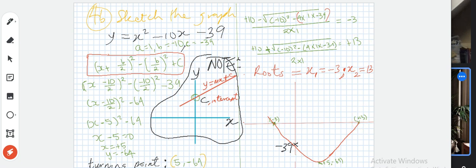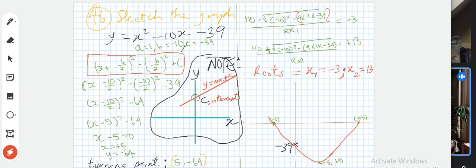That's the first one. The second position is the turning point where it turns, and you get the turning point after you have completed the square. You've gotten it in this form. You can just equate the one in bracket equals 0 and get the x value, and then pick the y value just like that. So x is 5 and y is -64. So that's the turning point. And then you identify the intercept where it cuts the y-axis. It cuts the y-axis at -39. So you also plot that.